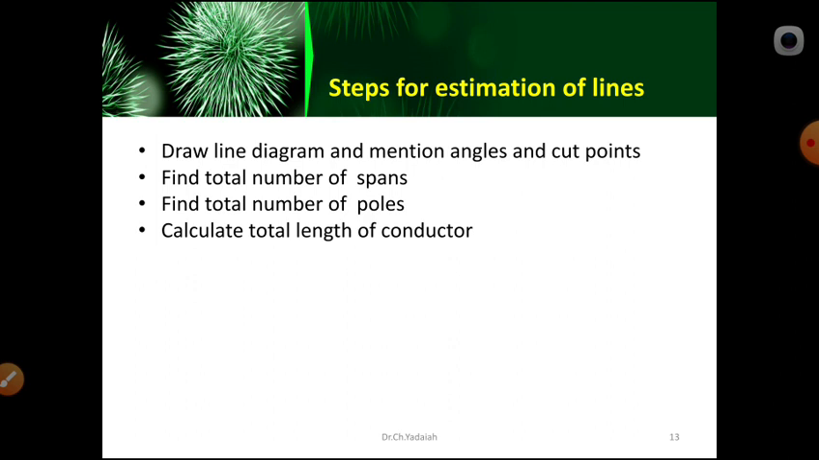Now, after knowing the length, you are going to find what earth wire is required, because every pole has to be earthed. So 8 SWG earth wire is required. How much length is required?